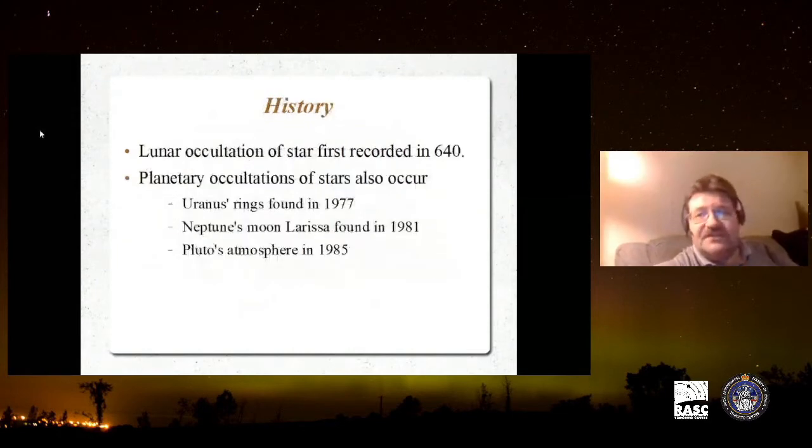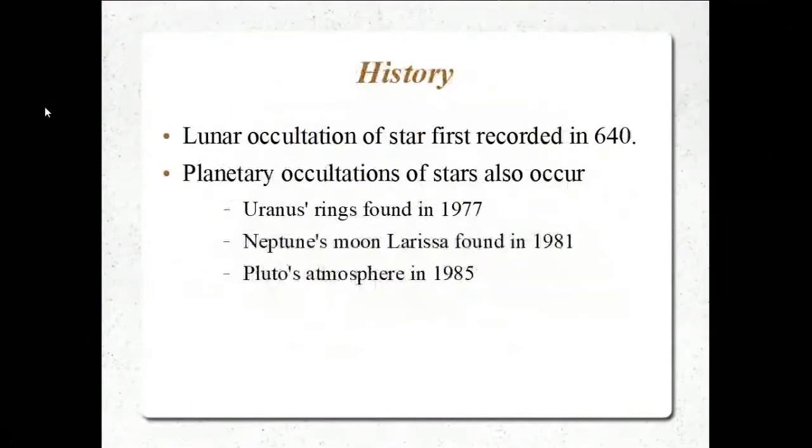So a little bit of the history. Lunar occultations, where the moon passes in front of a star, have been known for centuries. The earliest recorded one was in Japan in the year 640, when the moon passed in front of Aldebaran. Planetary occultations have been happening for a long time that we've known about, and we've made some very famous discoveries as a result of them.